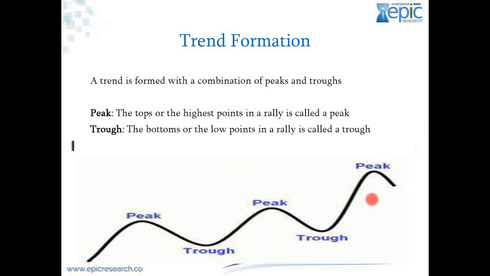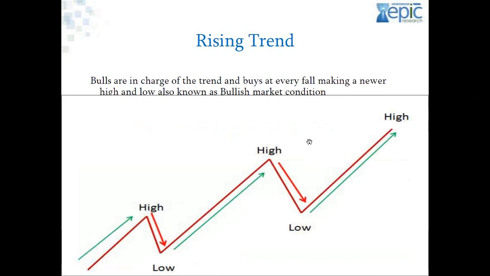Another peak, another trough. This is the peak and another trough would form. So a base is known as a trough and a high is known as a peak. As you can see, these are peaks and this is a trough. This is the rising trend of a share.